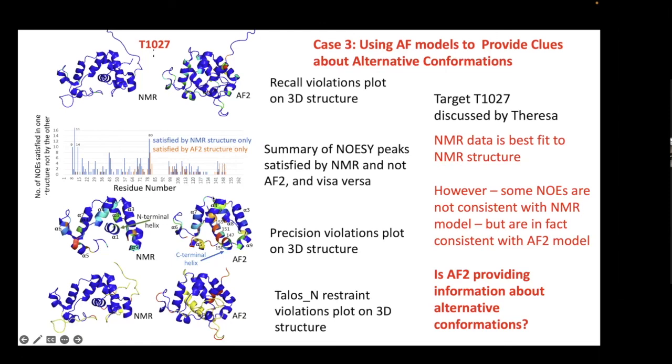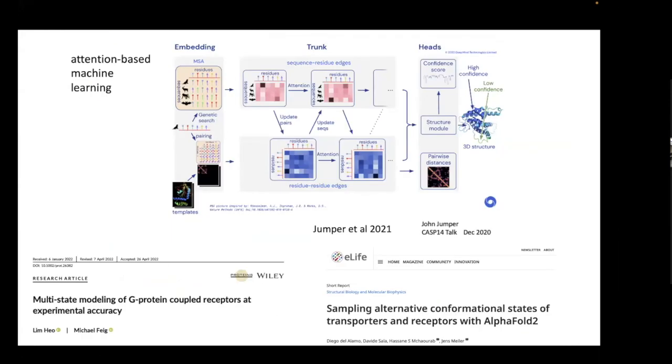It actually appears as though there's a minor population of the AlphaFold 2 structure present in the solution, which is being represented by these NOEs shown in orange. So the NMR data is best fit to the NMR structure. However, some NOEs are not consistent with the NMR model, but are in fact consistent with the AlphaFold 2 model. So it appears that AlphaFold 2 may be providing information about the alternative conformation in this case. And we think that's actually quite exciting. And it actually relates to some very nice recent papers.